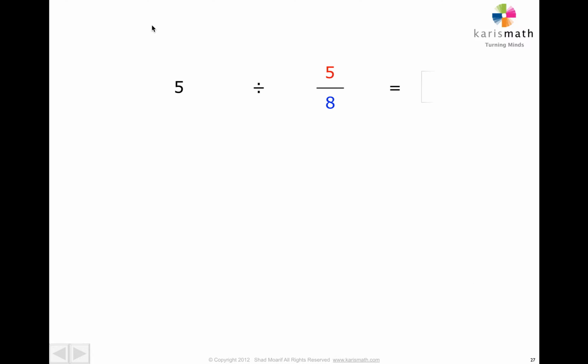There you go. Okay, let's do another one. Here again, we're going to break 5 into what? 5 wholes we break into what? Into eighths, that's right. 1 whole is 8/8. So 5 wholes will be 5 times 8. We've split it into eighths.